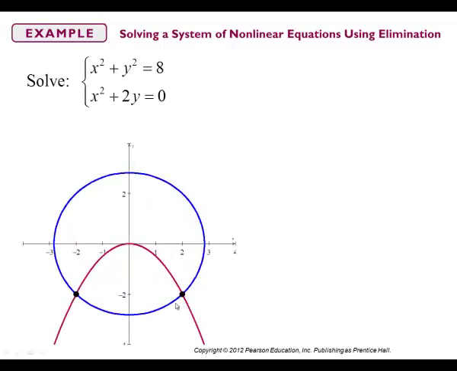So we know we're going to have at least two solutions looking at our graph. Here's our circle, and then here's our parabola, the second equation.